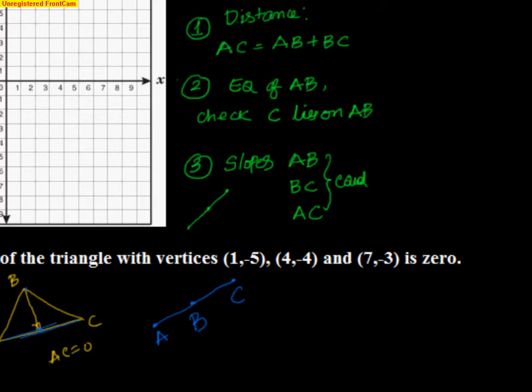What is 1 comma minus 5? Let me see. This is x-axis and this is y-axis. 1, 2, 3, 4, 5. 1 comma minus 5, I am there. Okay. What else? 4 comma minus 4. 4 comma minus 4 is there. Next, 7 comma minus 3. 7 comma minus 3. Right. So these are the 3 points, right?